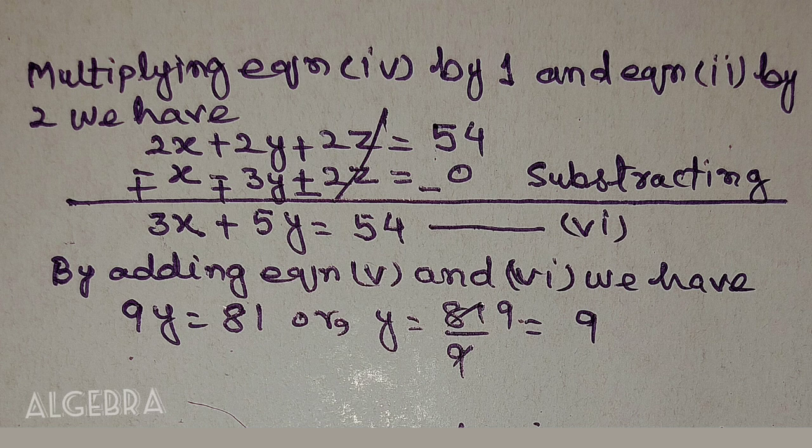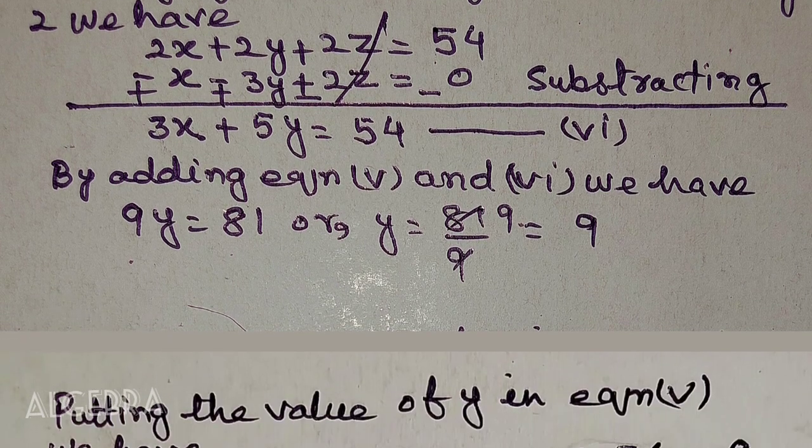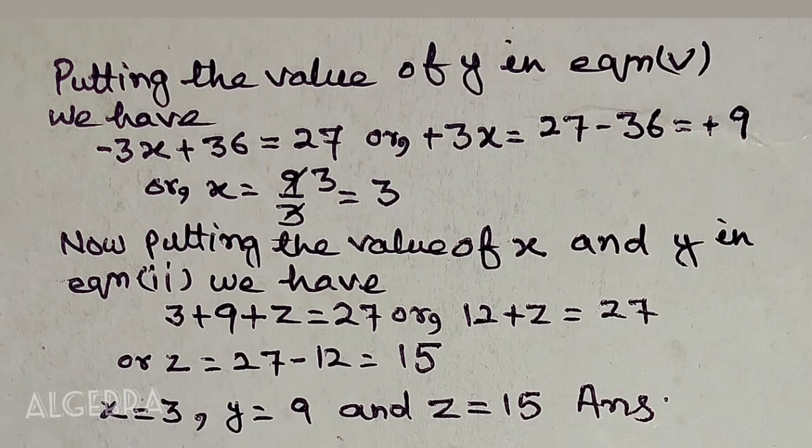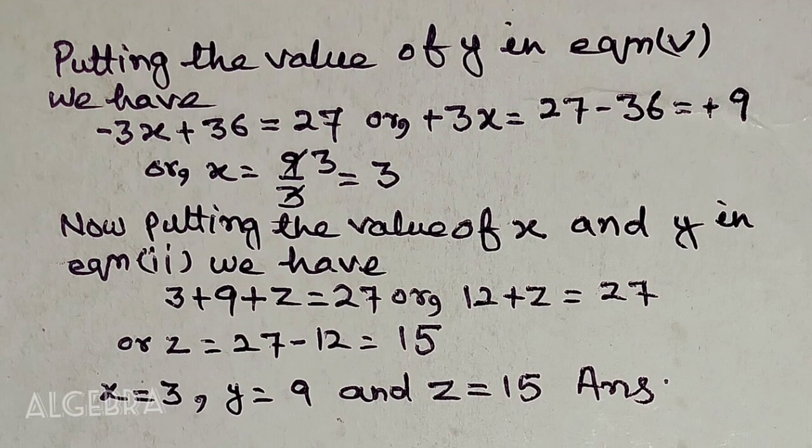Putting the value of y in equation 5, we have minus 3x plus 36 is equal to 27, or minus 3x is equal to 27 minus 36 is equal to minus 9. Minus, plus. Or x is equal to 9 by 3 is equal to 3.